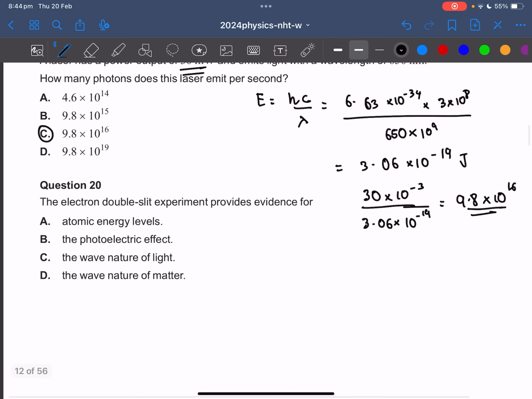The electron double slit experiments provide evidence for the wave nature of matter. Okay, option D. All right.